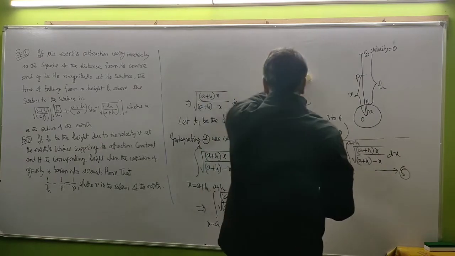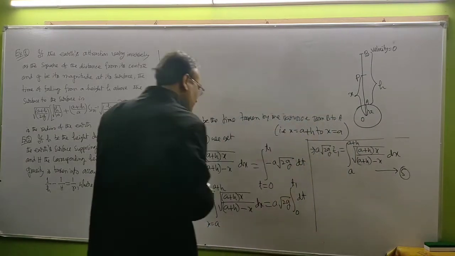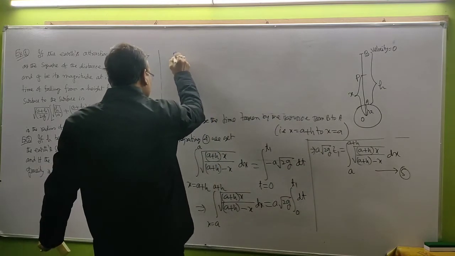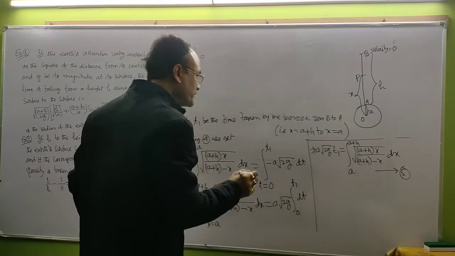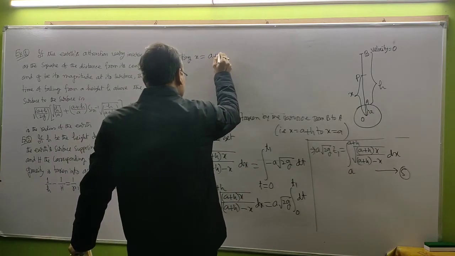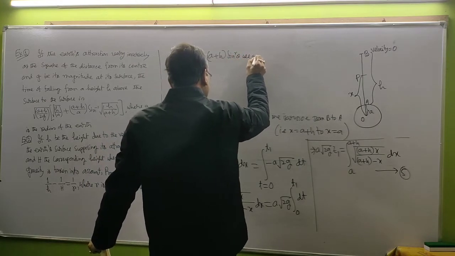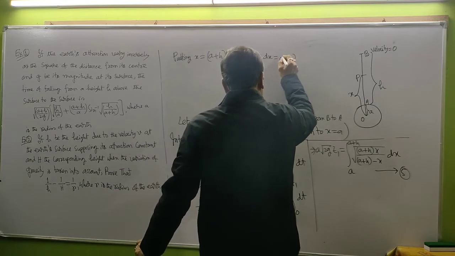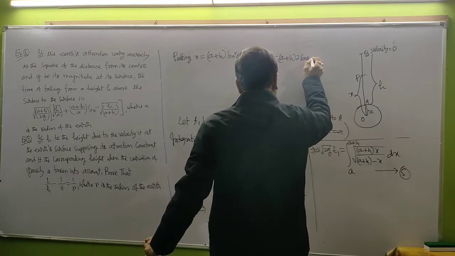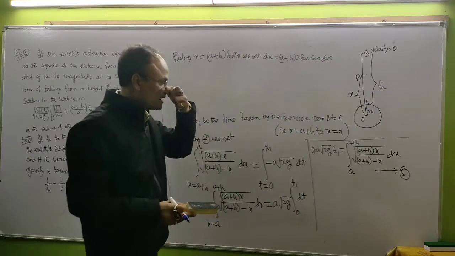Putting x equal to a plus h sin square theta, we get dx equal to a plus h into twice sin theta cos theta d theta.